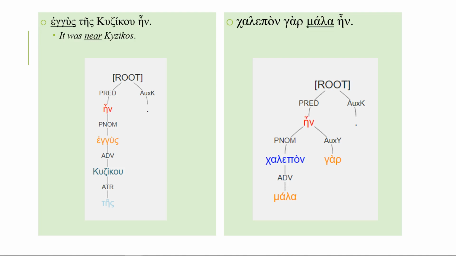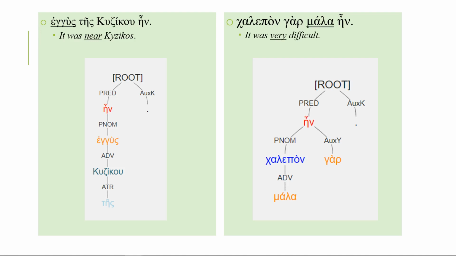What do you do with the mala? Well, you use it to modify the adjective difficult. So here, it was a very difficult thing. So it, the subject, is assumed from the verb, and the context would probably give it to us. Chalipon then is going to be a neuter nominative singular, the predicate nominative of the copular verb, and mala is an adverb modifying that adjective. Okay? So we get, it was very difficult.